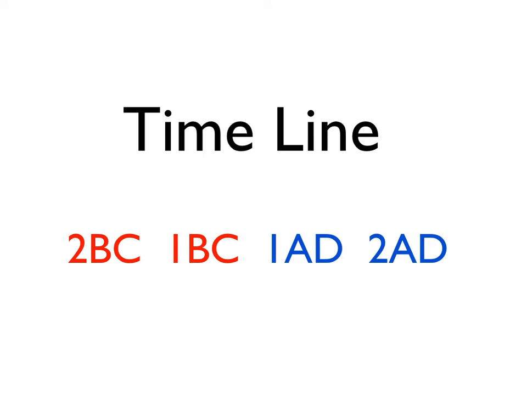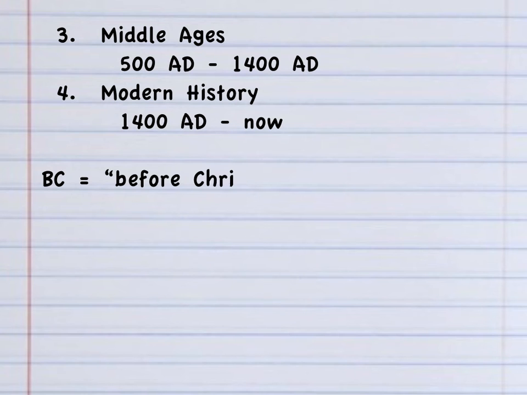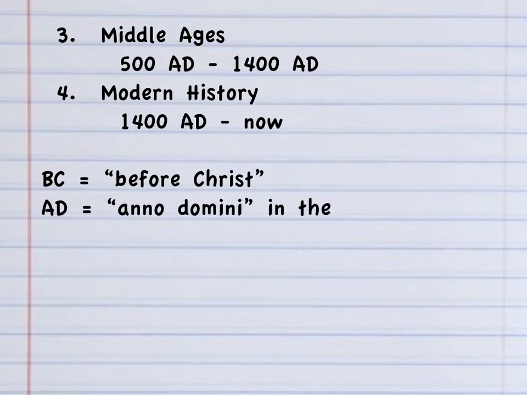There's no 0 because, as you probably already know, this time system counts off from the birth of Christ. So everything BC is before Christ. You probably already knew that. But AD, you may think it means after death. It doesn't. AD means Anno Domini, or in the year of our Lord. If you think about it, if Jesus was born in the year 1 AD, he wouldn't have been born 1 year after his own death. So AD means in the year of our Lord. BC is before Christ. So 1 BC would be 1 year before the birth of Christ.